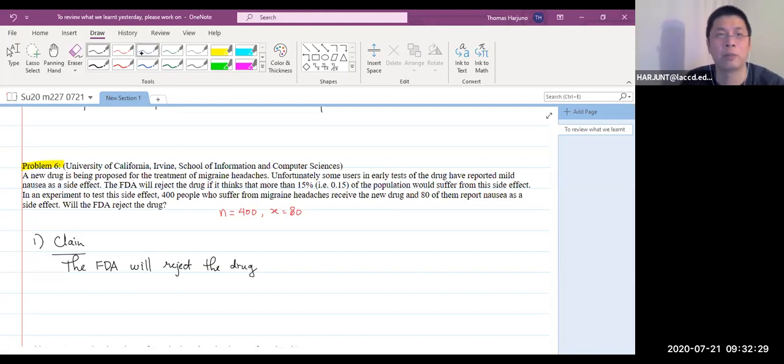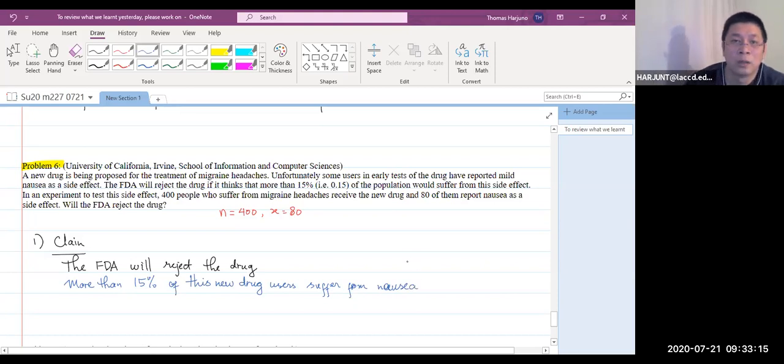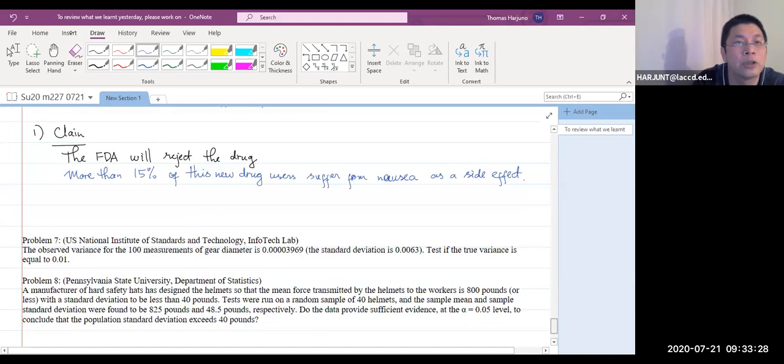Or alternatively, which is in my opinion better, if you say instead that more than 15% of this new drug users report or suffer from nausea as a side effect. So actually, either one, you can use either one of them.